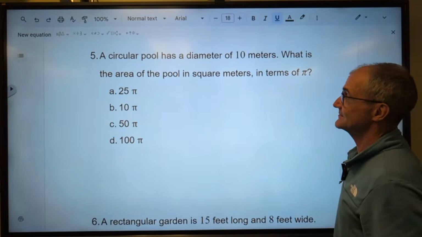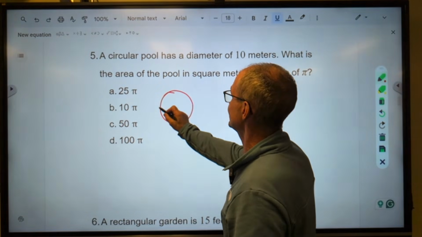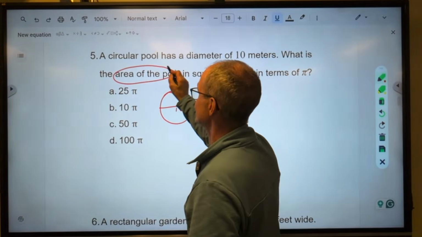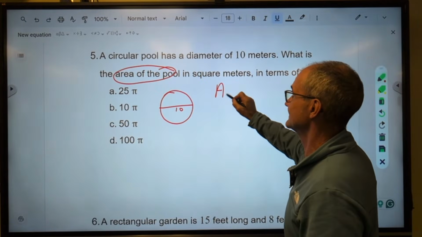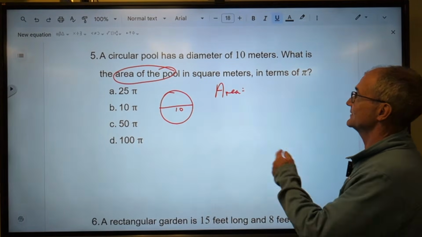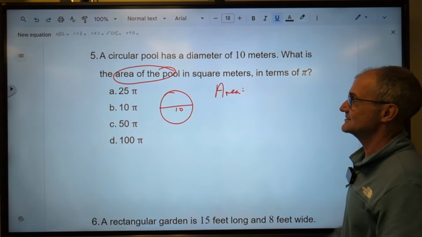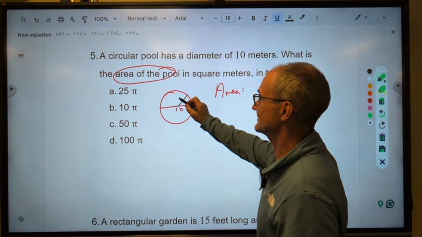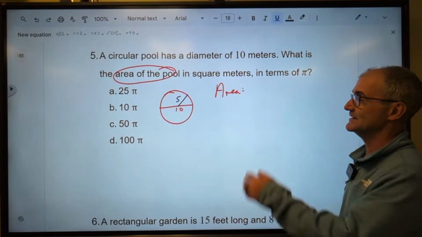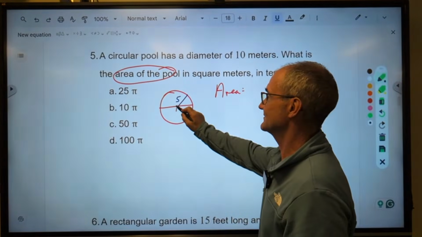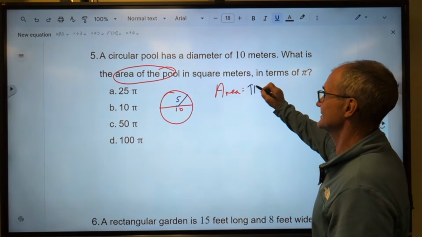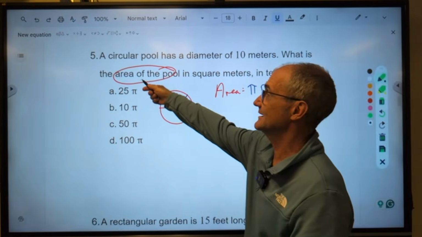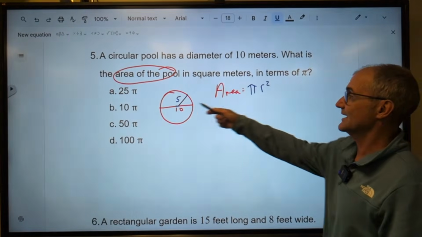Convert sentence to picture. A circular pool has a diameter of 10 meters. What is the area of the pool? That's my step 2. I am looking for area in square meters in terms of pi. So drawing that picture will help me identify that the radius is half the diameter. Half of 10 is 5, so I have a radius of 5. The equation for area is pi r squared. Circumference is 2 pi r, but we are looking for the area. The r we have is 5.